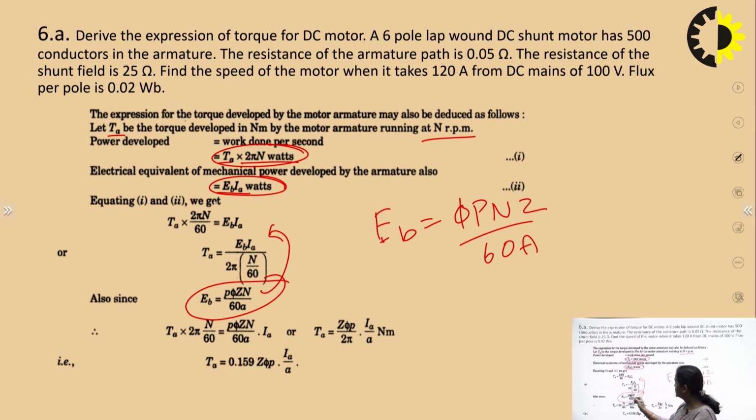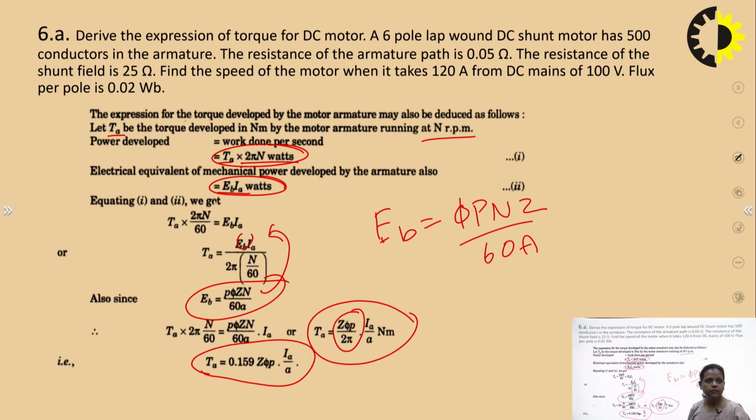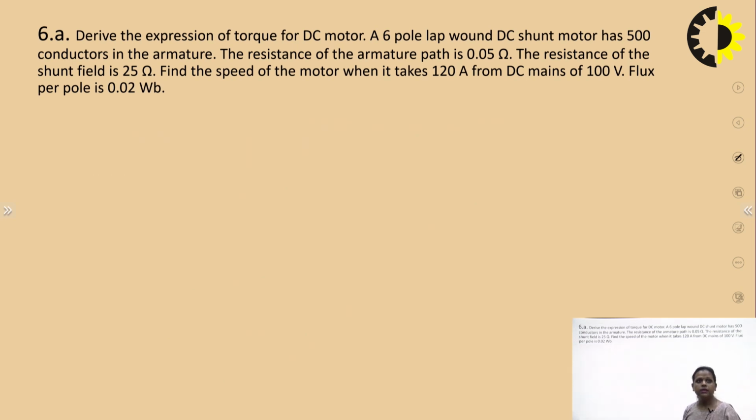So after placing this EB value in this equation and solving, you will get Ta equal to ZPφ by 2π into Ia upon A, and all these are constant values, right? So if you solve this, you will get the required torque equation for the DC motor. Now coming to the numerical part.